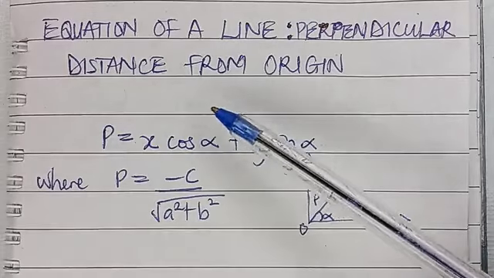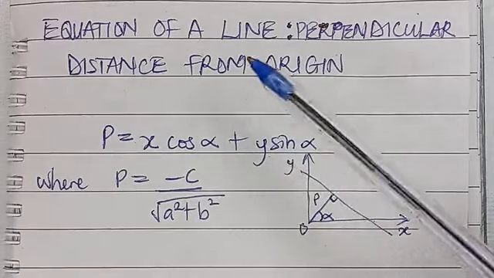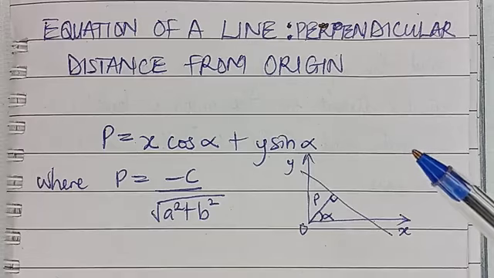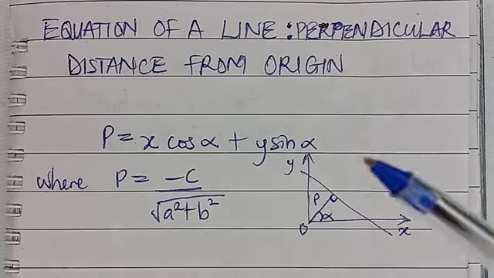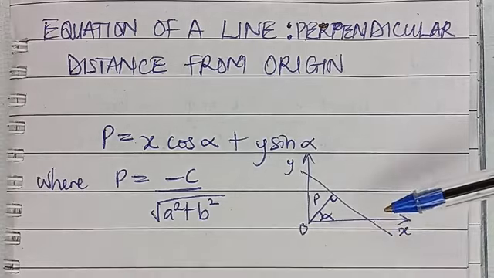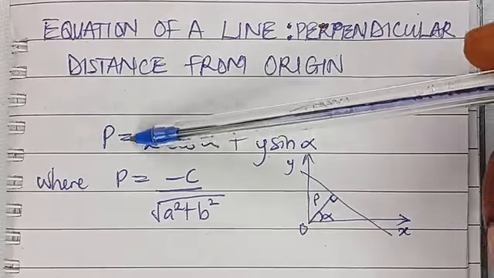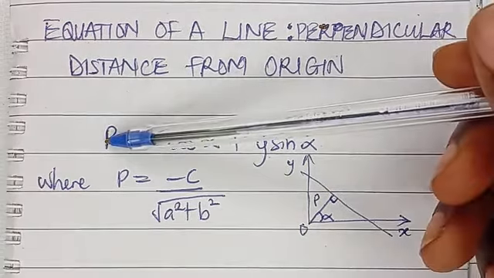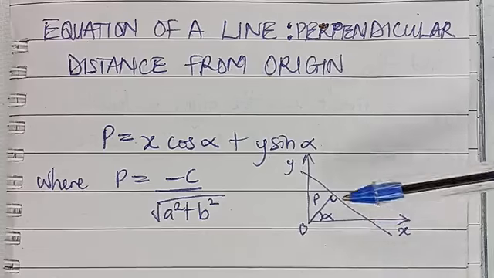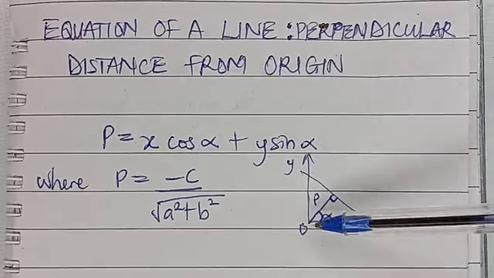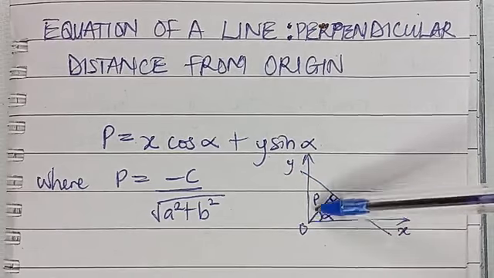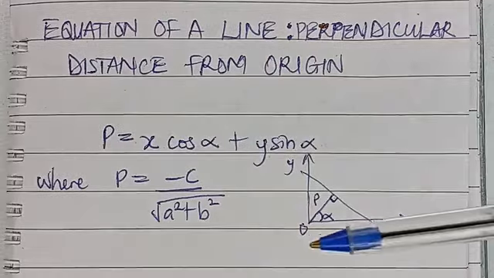Here we are going to be learning how to derive the equation of a line when given the perpendicular distance from the origin, that's perpendicular distance and also the angle of that perpendicular line. So, this is the relationship. This P represents the perpendicular distance of that straight line from the origin. So, this is the straight line. Perpendicular distance from the straight line to the origin is represented by P.